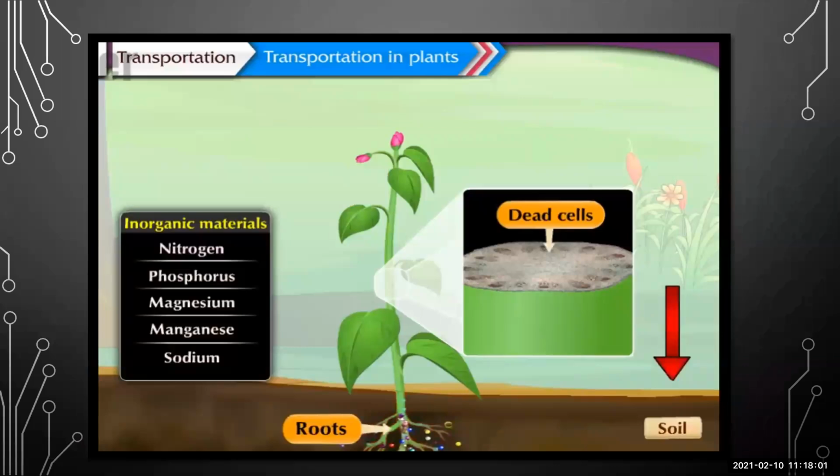There are dead cells present as there is less movement in plants. They do not have to move like animals from one place to another. They require less energy, so they have dead cells in them. Likewise, some of the xylem tissues have dead cells.